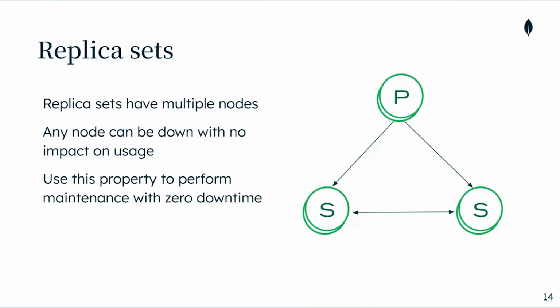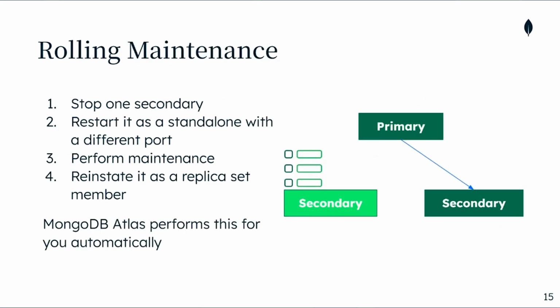In a 3-node set, this means that up to 1 node can be down at any time. Once that node comes back online, it will synchronize itself with the data changes made while it was down. You can take advantage of this. In fact, this is what MongoDB is currently doing for me automatically.